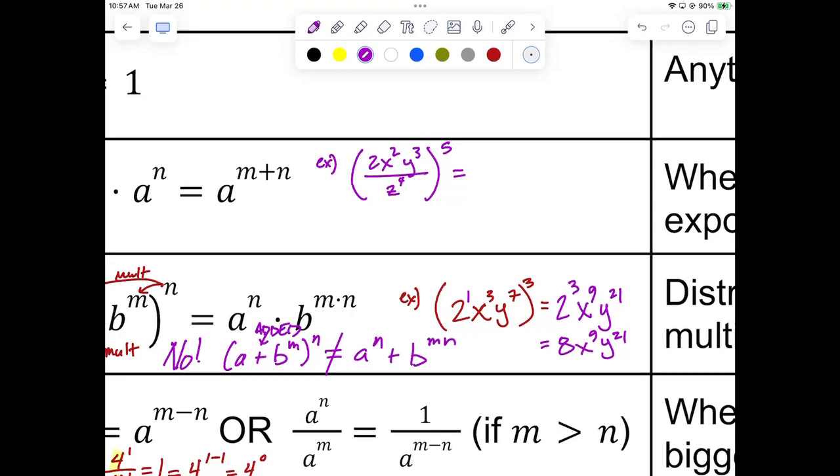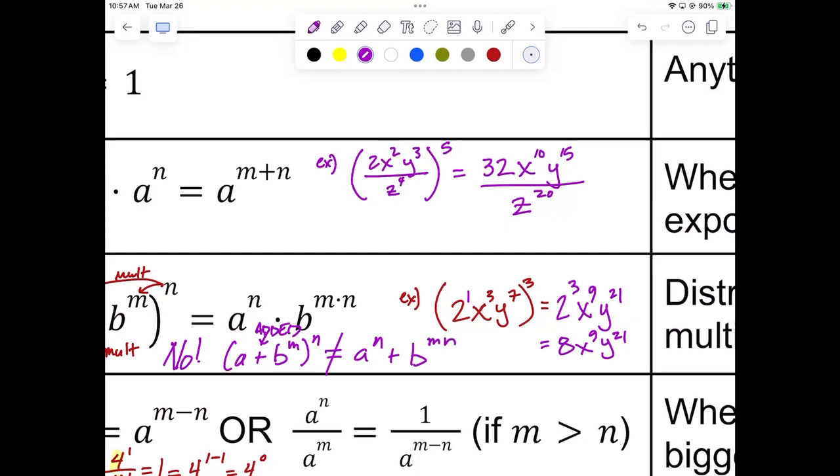So it becomes what? The number becomes 10? Is that right? No, it becomes 2 to the fifth. What's another name for 2 to the fifth? 32. There it is again. And then we get x to the 10th, y to the 15th, all over z to the 20th. There we go. Now we're cooking.